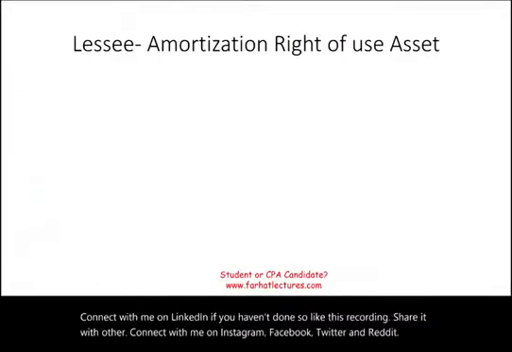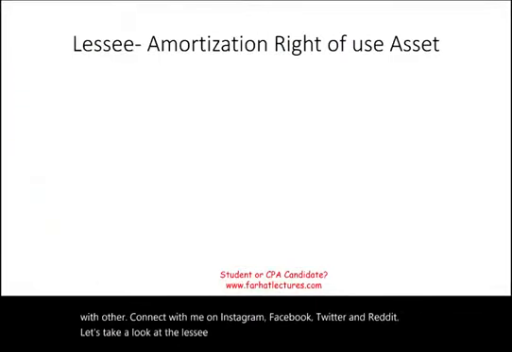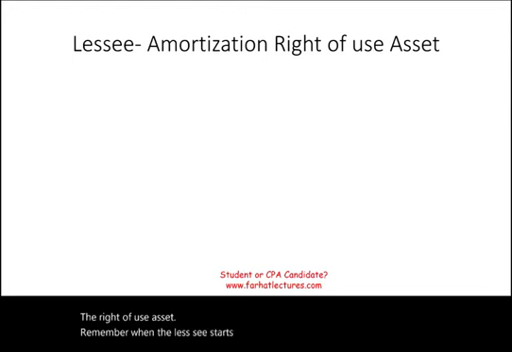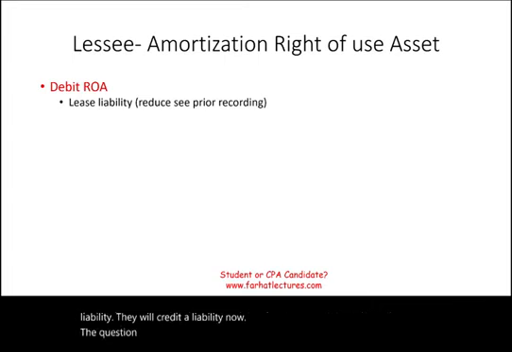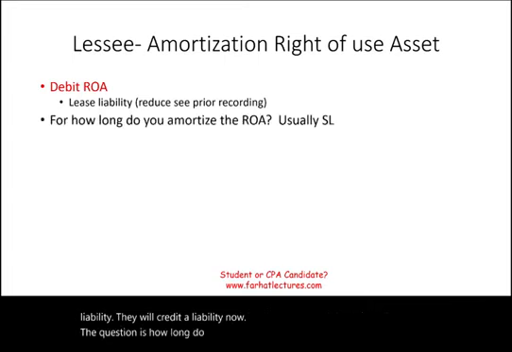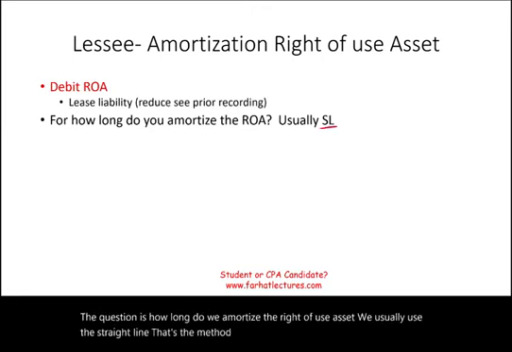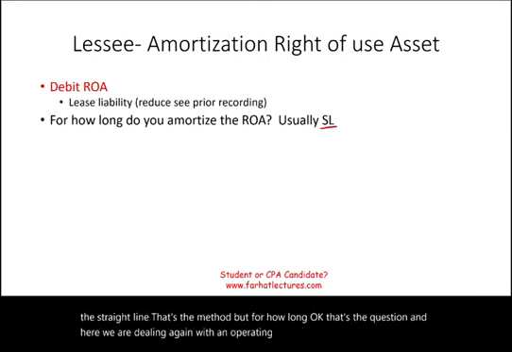Now let's take a look at the lessee. Remember, the lessee will have the amortization of the right of use asset. Remember, when the lessee commences the lease, they will debit the right of use asset, which is an asset, and they will credit a liability. Now, the question is, how long do we amortize the right of use asset? Well, we usually use the straight line method, but for how long? And here we are dealing again with an operating lease from the lessee's perspective.